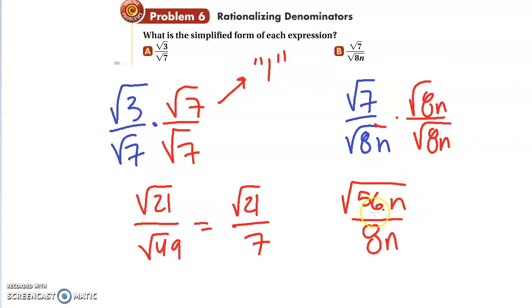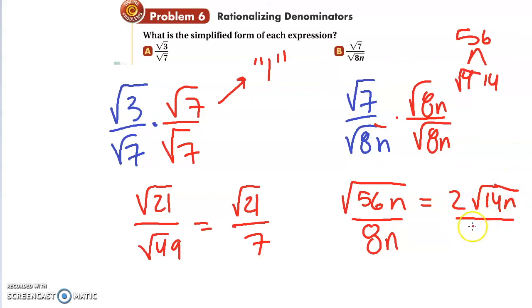Now we need to go ahead and simplify this top part. What is the square root of 56n? Well, if I did a little factor tree, 56 is the same thing as, let's just say, 4 and 14, which is nice because this gives us 2 square root 14n over 8n. Cross cancel, and I get the square root of 14n over 4n.